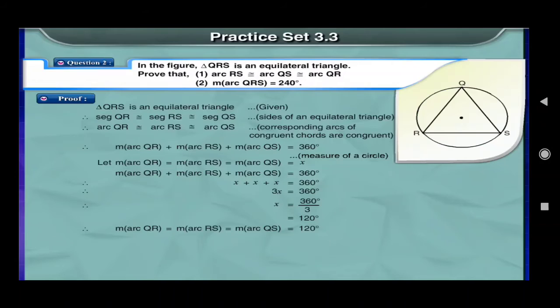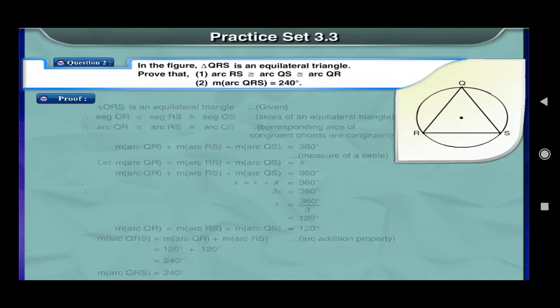Next, we have to find the measure of arc QRS. Observe the figure once again. You will notice that measure of arc QRS is equal to measure of arc QR plus measure of arc RS as per the arc addition property. So that is equal to 120 degrees plus 120 degrees, which is equal to 240 degrees. Hence, measure of arc QRS is equal to 240 degrees is proved.